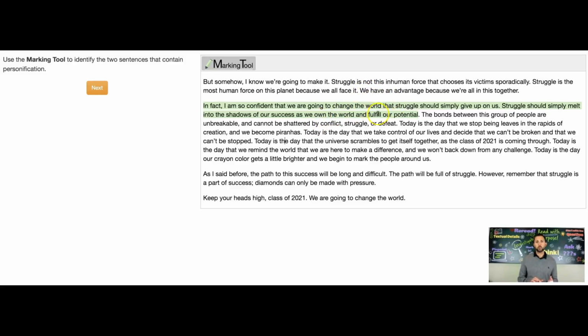And so the difference between this one here and the one above, "Struggle is not this inhuman force," is that she's talking about this force, and it can be a force. It could be something that we struggle with emotionally. It could be something that we're struggling with even physically. Struggles can be a force. But when she starts talking about them as giving up on us, now this struggle has its own personality, and now it's actually doing something. So it's going to give up on us, and then in the end, it's going to melt in our shadow, which I think is interesting. So these two lines here contain the personification.